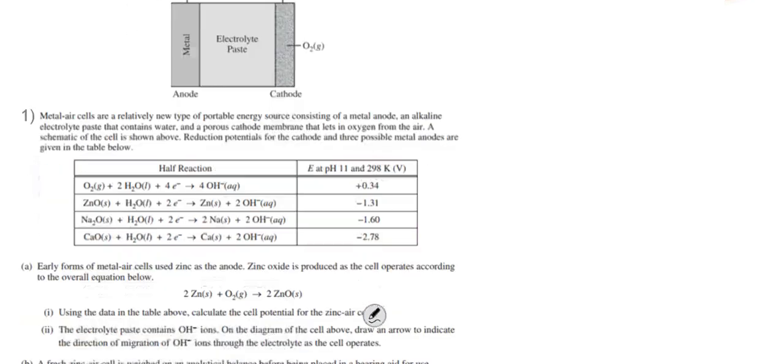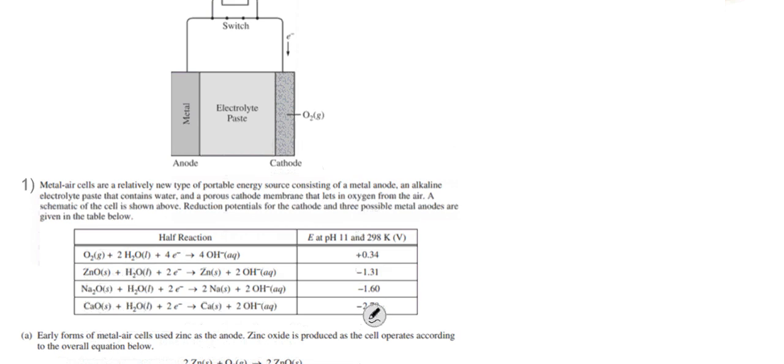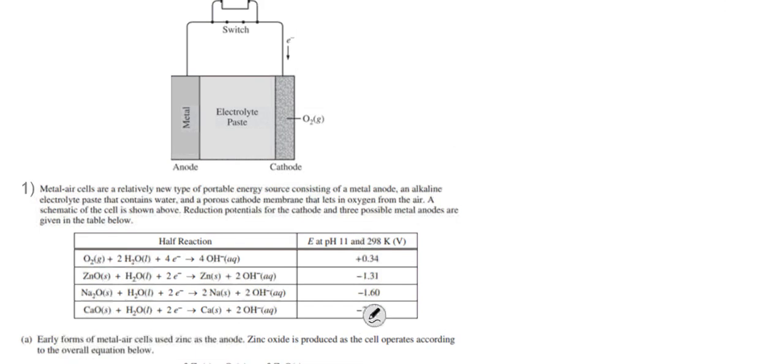So, metal air cells are a relatively new type of portable energy source consisting of a metal anode and an alkaline electrolyte paste that contains water in a porous cathode membrane that lets in oxygen from the air. Schematic of the cell is shown above. The reduction potentials of the cathode and three possible metal anodes are given in the table below.